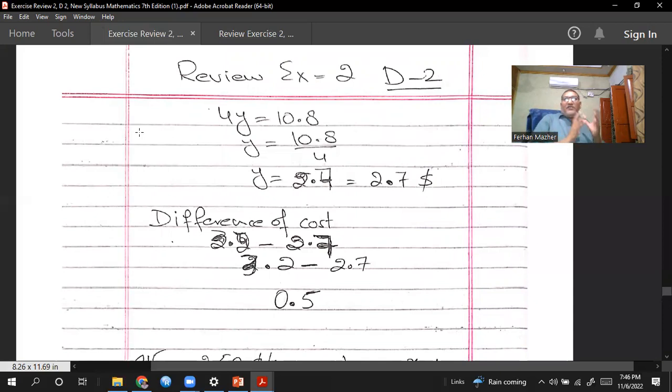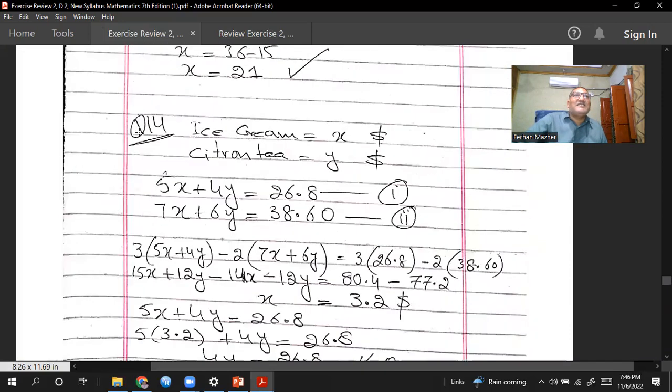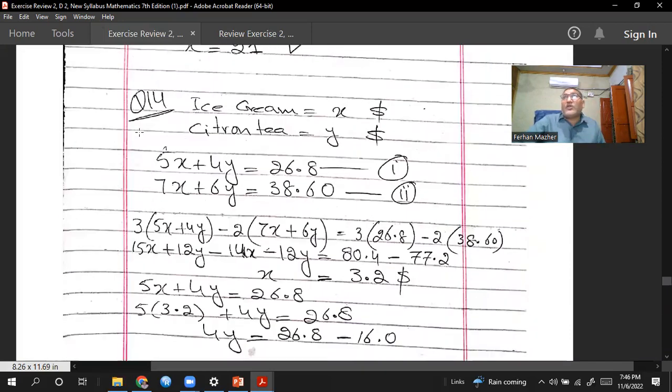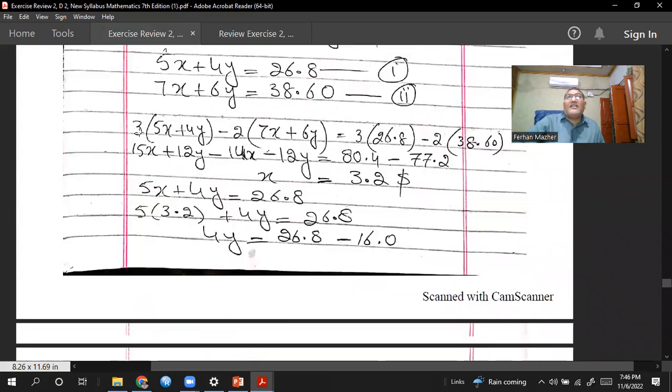Okay, now the last thing they asked you was, what is the difference between their prices? So the difference of the cost is 3.2 minus 2.7, and 3.2 minus 2.7 will be 0.5. So this is how you will do this question, easy peasy. That is the first portion of that question. I hope you can understand.